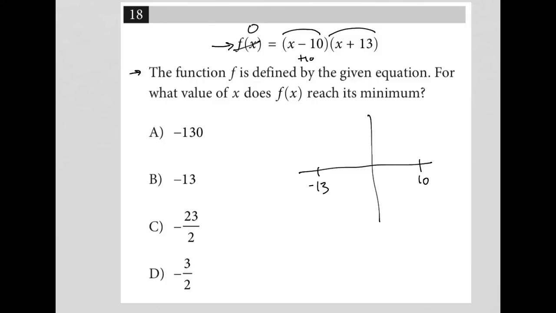In order for the product of these two binomials to equal 0, one way in which that happens is x is 10, because of course 10 minus 10 becomes 0, and 0 times this is 0. Another way in which that happens is x equals negative 13. Of course, again, because if this were negative 13, this becomes 0, and 0 times 0 is 0. Okay, so that's how I know that that's where my intercepts are.